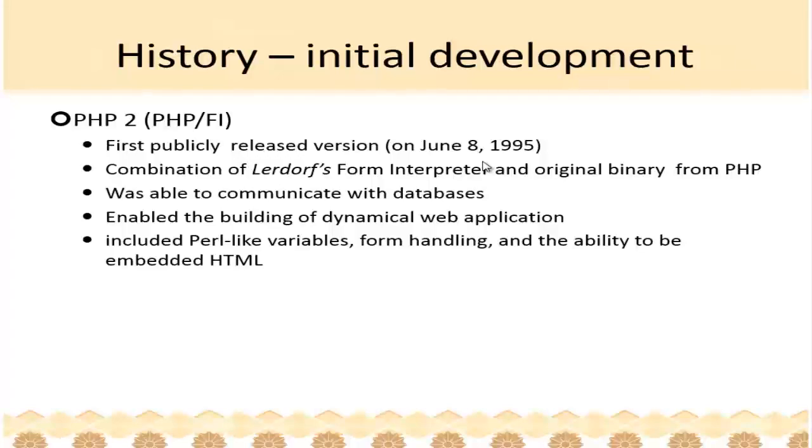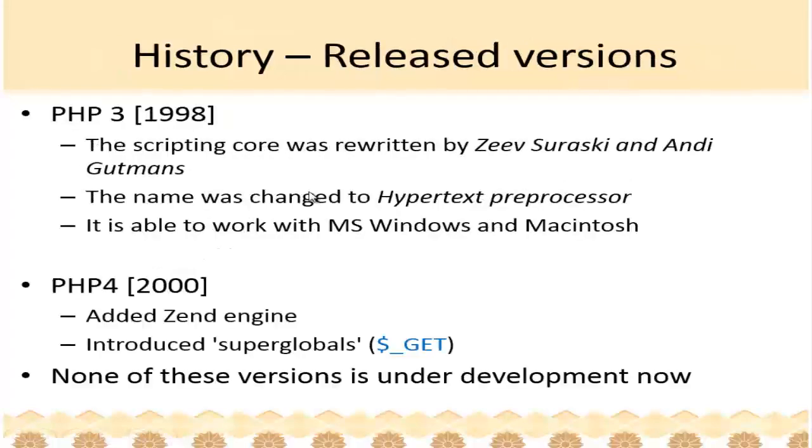So the first build was given in 1995, and this was the original build that was given by Rasmus. Then later it was updated in 1997 by Zeev Suraski and Andi Gutmans. So these two people have not shown their photographs. They changed it to a very great extent, and they gave it the name Hypertext Preprocessor. So they renamed it as something else.